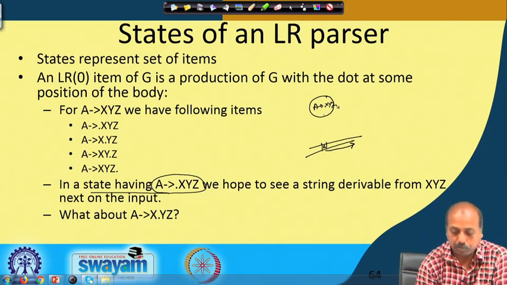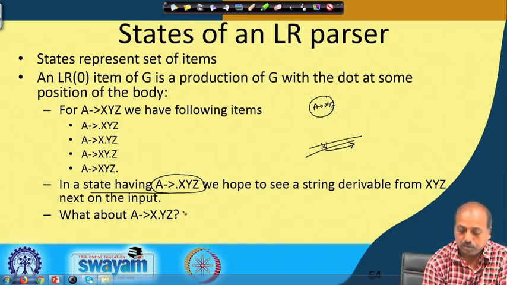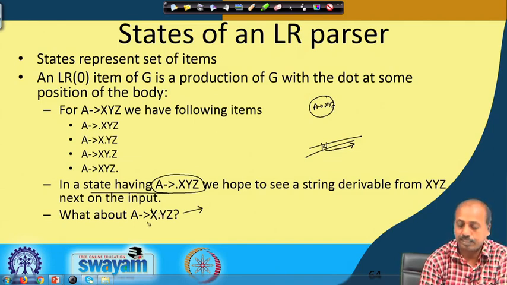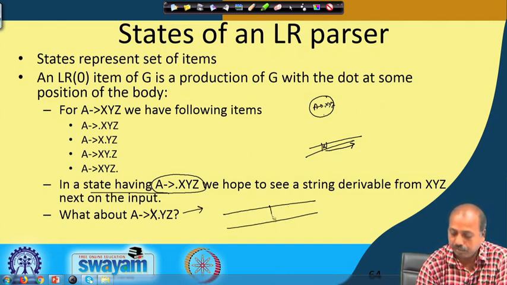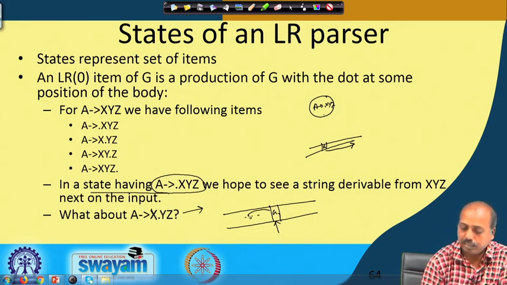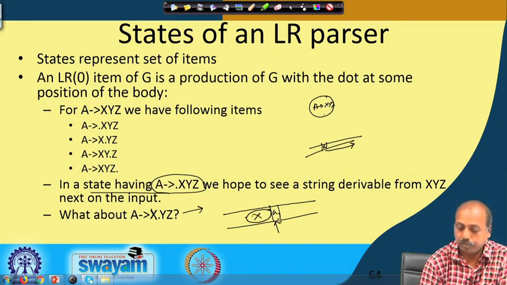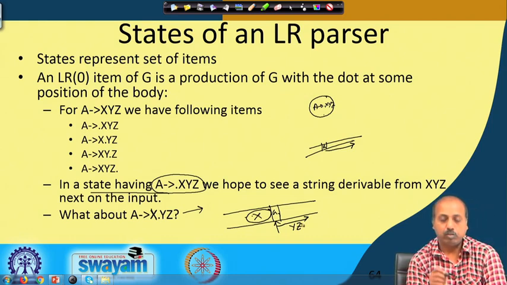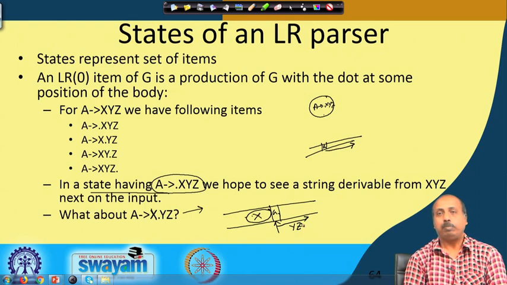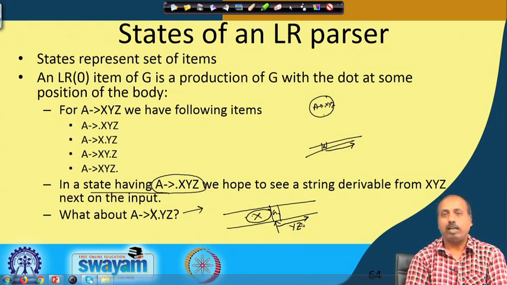Now, what about this one? A producing x dot y z. This means we have already seen a part of the string, a substring which is derivable from x. In this region I have already seen a string derivable from x, and then the next input symbol is A, and from this point I am expecting to see a string which is derivable from y z. So this dot is very important. The portion before the dot is what I have already seen.